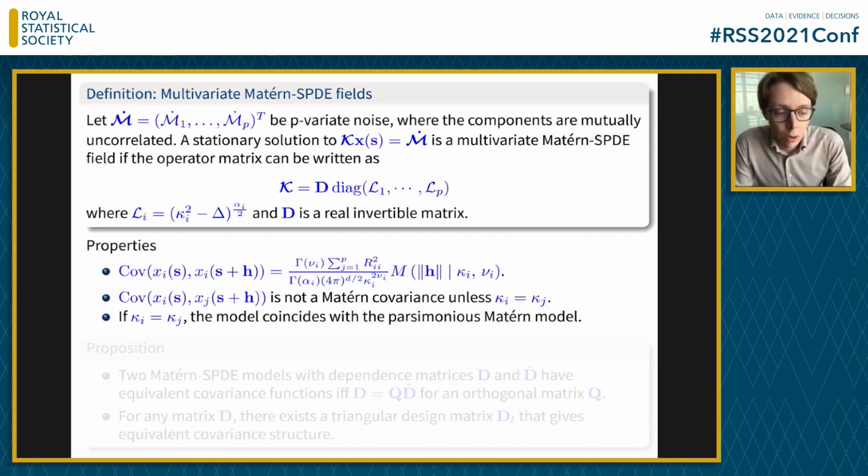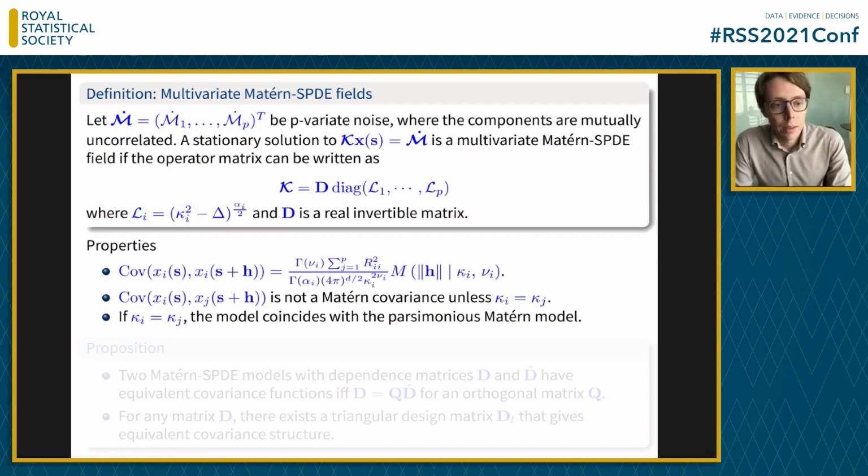However, the cross-correlation function, so the covariance function between dimension i and j, is not generally of Matérn type, unless we have the special case that the smoothness parameters for i and j are the same. And in fact, if that is the case, then this is exactly the parsimonious Matérn model that I mentioned before. Okay, so that's the model that we're interested in.